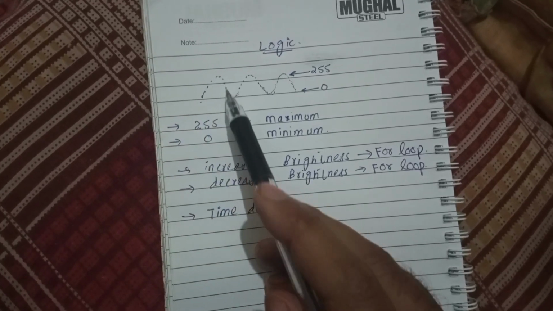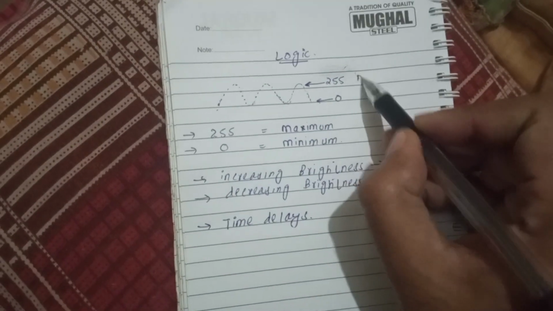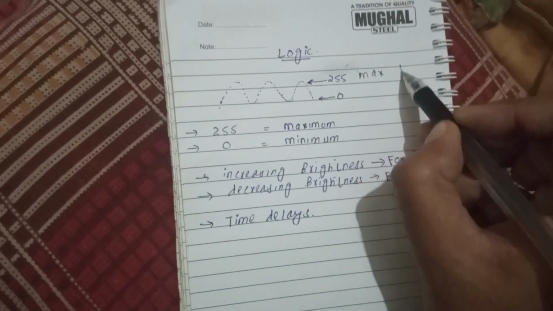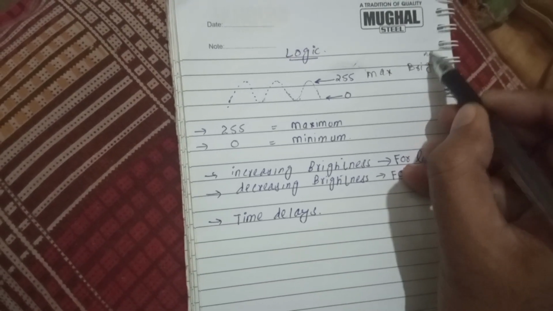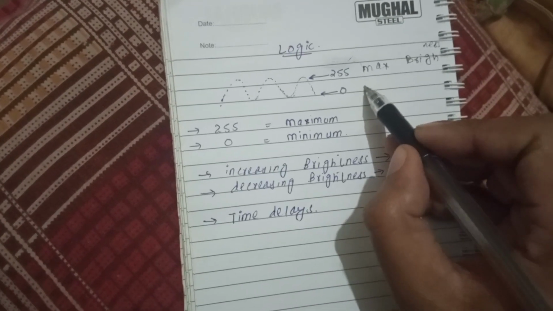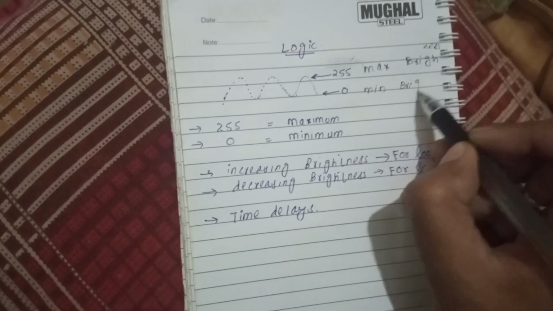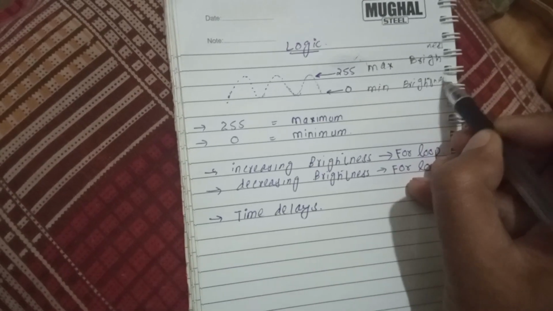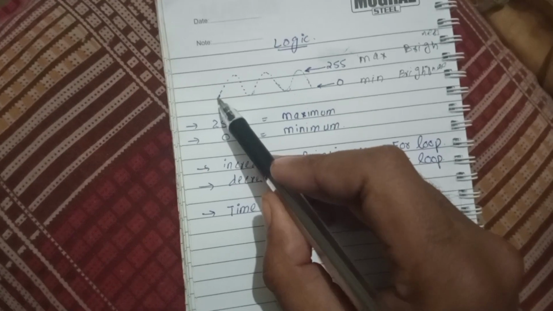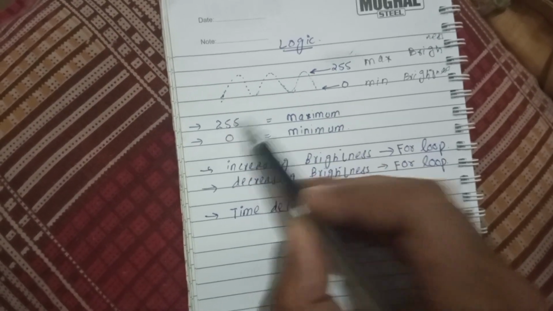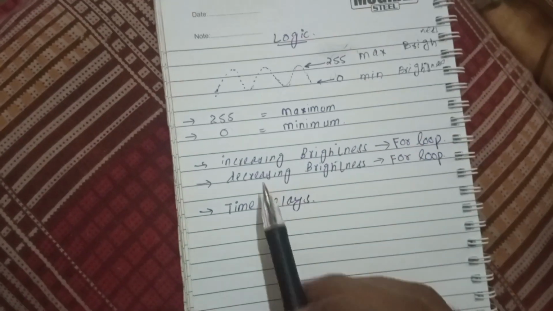Here we have a wave and the maximum level is 255. Here you can see at this level, the LED will be at its brightest level. And here we have 0, which means at this point the LED will definitely be turned off or at a very low level. We can call it minimum brightness. So this is 255, and at this level the LED will be at its peak.